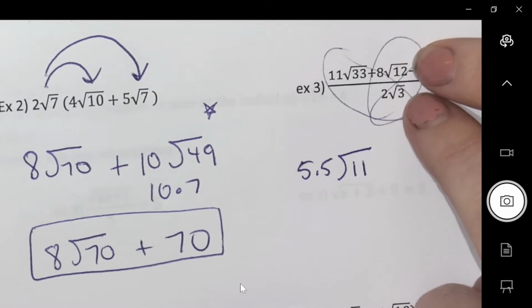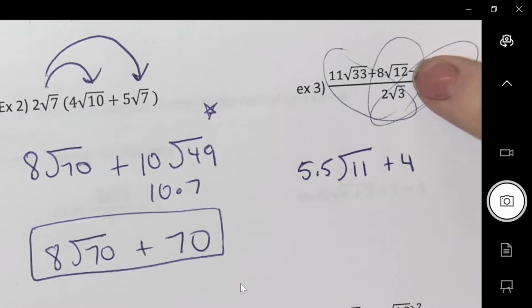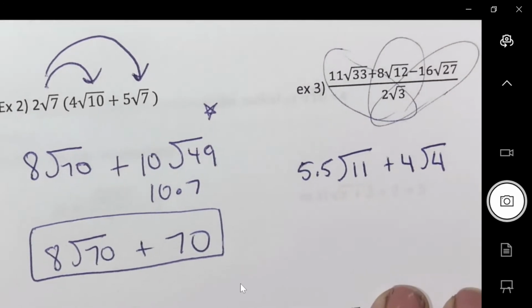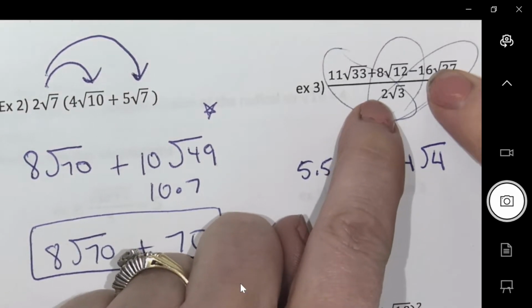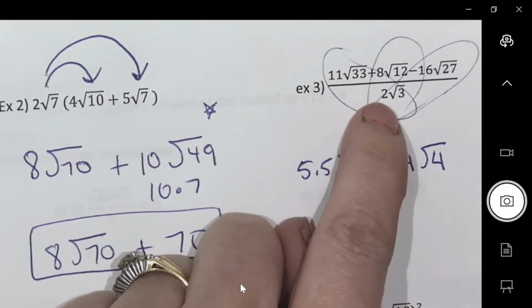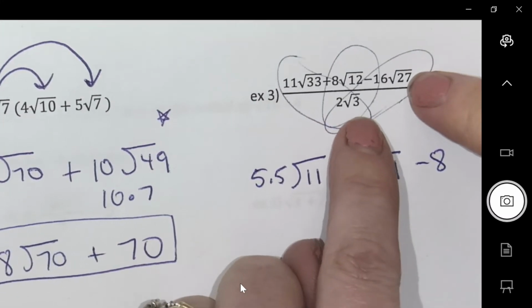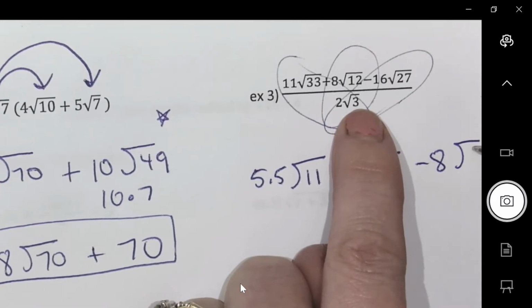Okay, now I'm looking at the second. So there's an 8 and a 2, so that divides to 4. A root 12 and a root 3 divides to root 4. Does that make sense? And then this is a minus 16 and a 2, so minus 8. And a root 27 and a root 3, that divides to root 9.